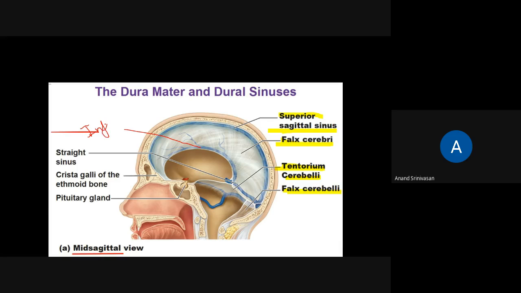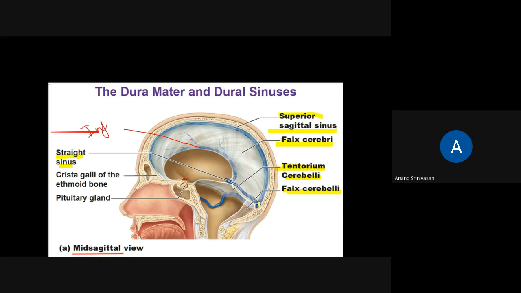Now what happens to this inferior sagittal sinus? If you see, it drains into another one, the straight sinus. It goes into the straight sinus.